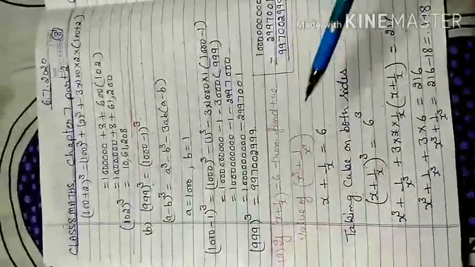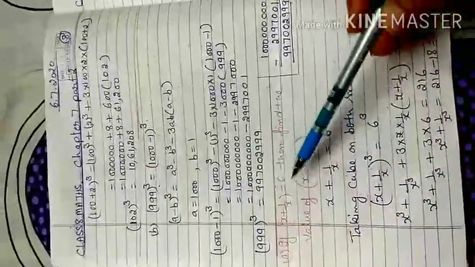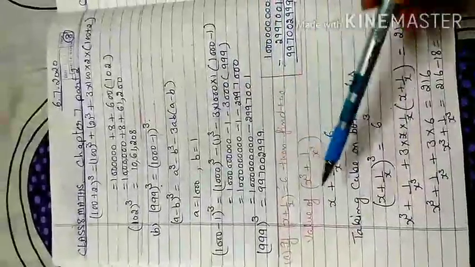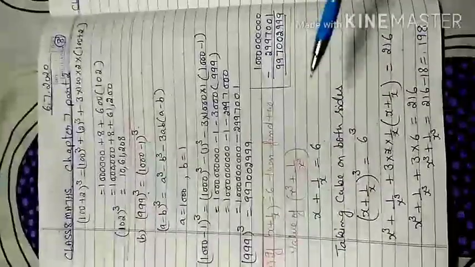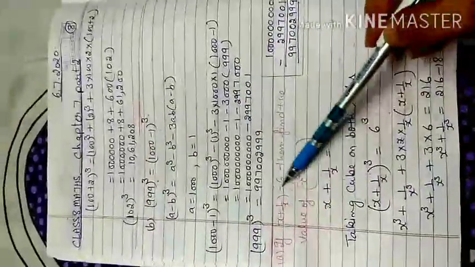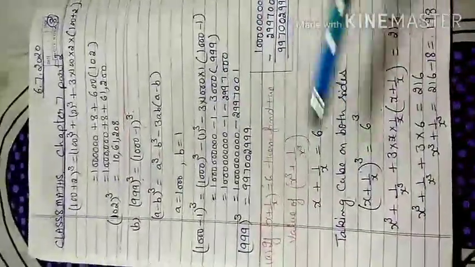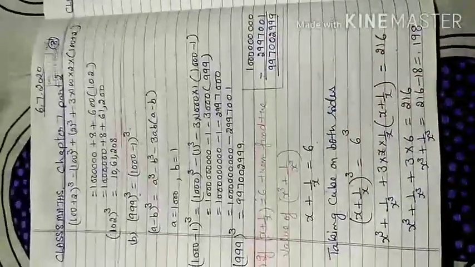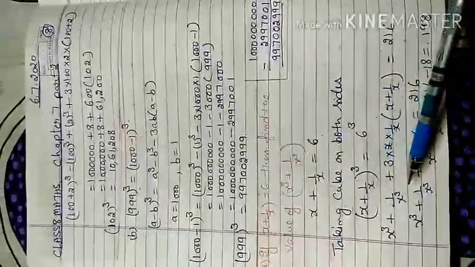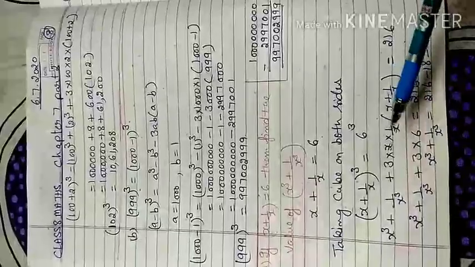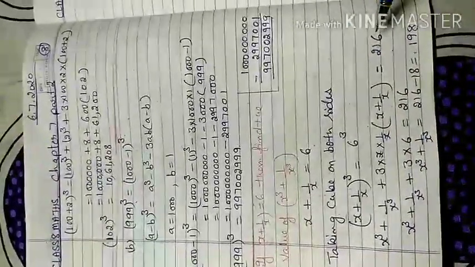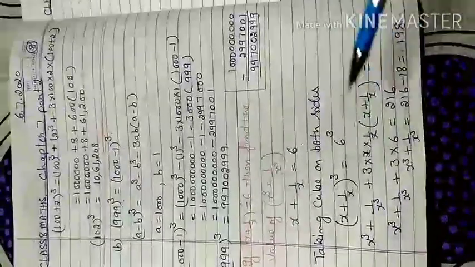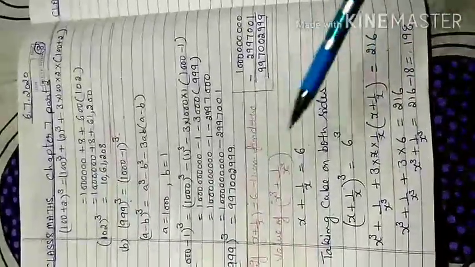Suppose I have a question in this form. If x plus 1 by x is equal to 6 is given to you, you have to find the value of x cube plus 1 by x cube. So what you will do, you can just pick this equation, take the cube on both sides, and apply the (a plus b) whole cube formula on the left side: x cube plus 1 by x cube plus 3 into x into 1 by x, (x plus 1 by x), and 6 cube gives me 216. This x is cancelled, only 3 is left, and the x plus 1 by x value is 6.